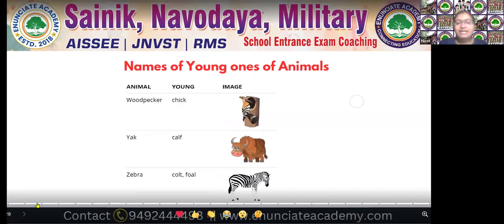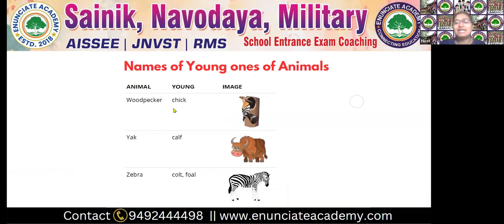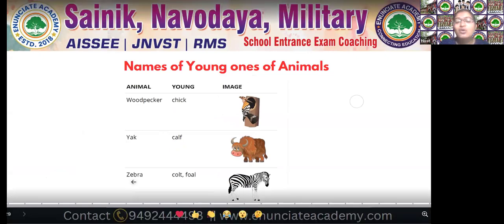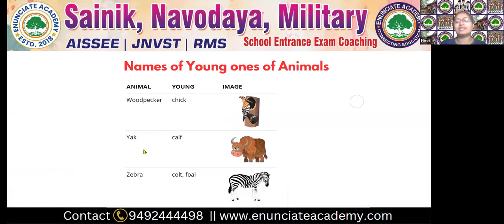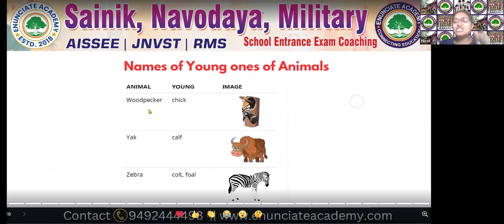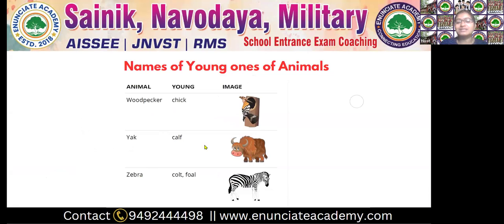And the last one is the young one of woodpecker. The young one of woodpecker is called a chick, and the young one of ant is called a larva, and the young one of zebra is called a colt or foal. The young one of horse is called a foal.